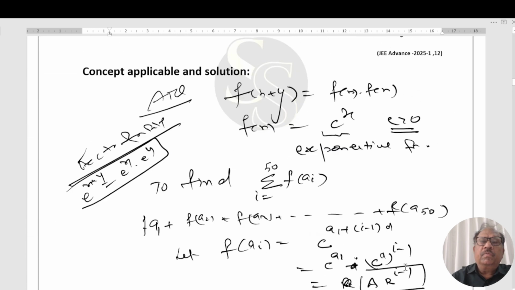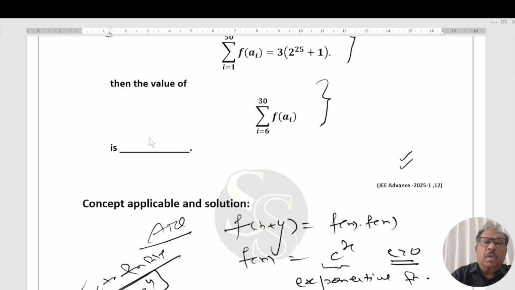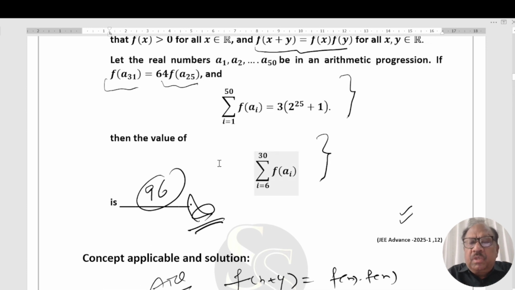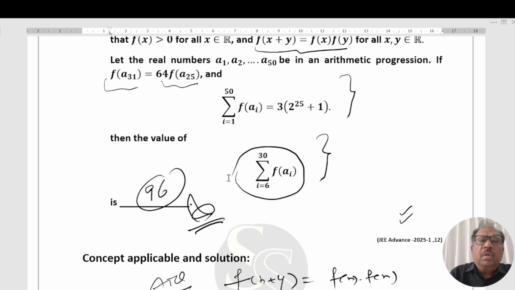Substituting, the fill in the blank is 96. This is the answer. We have to find its value. I am completing the procedure again. To find its value, we obtain two unknowns. Those two unknowns are to be determined from the two given conditions. From one condition we found the value of r as 2, from the other we found the value of a. And initially the first step was the exponential function rule, so it was made according to the exponential function.